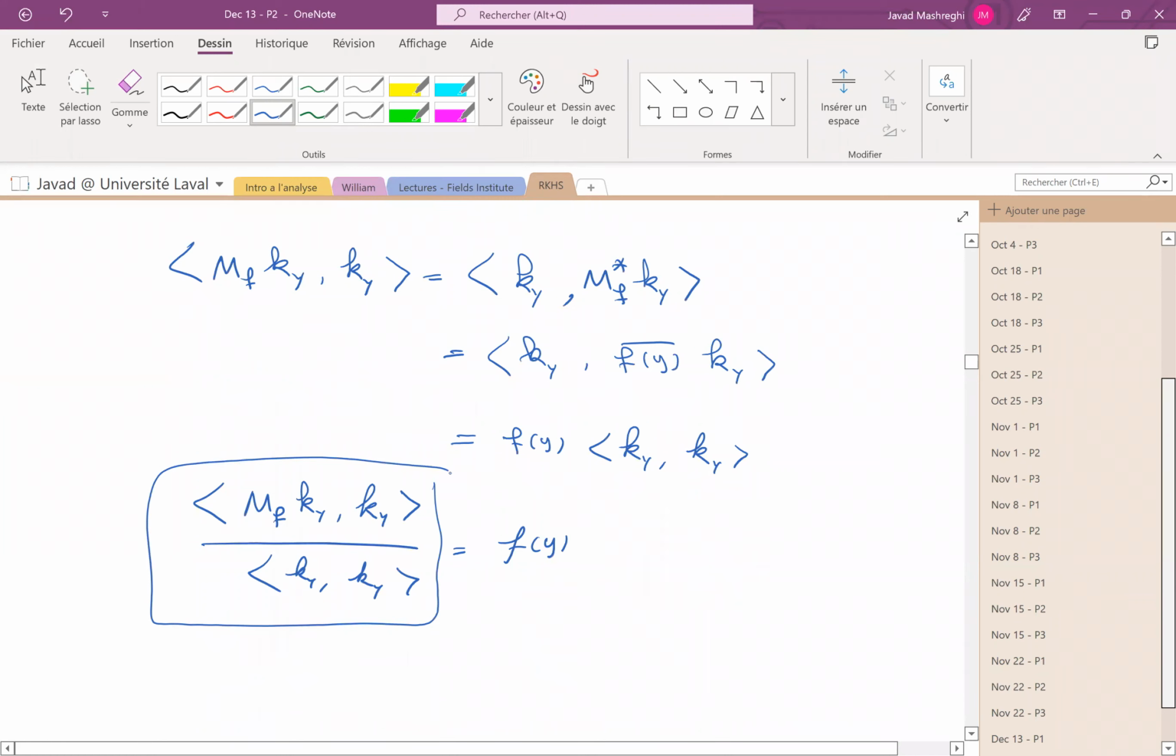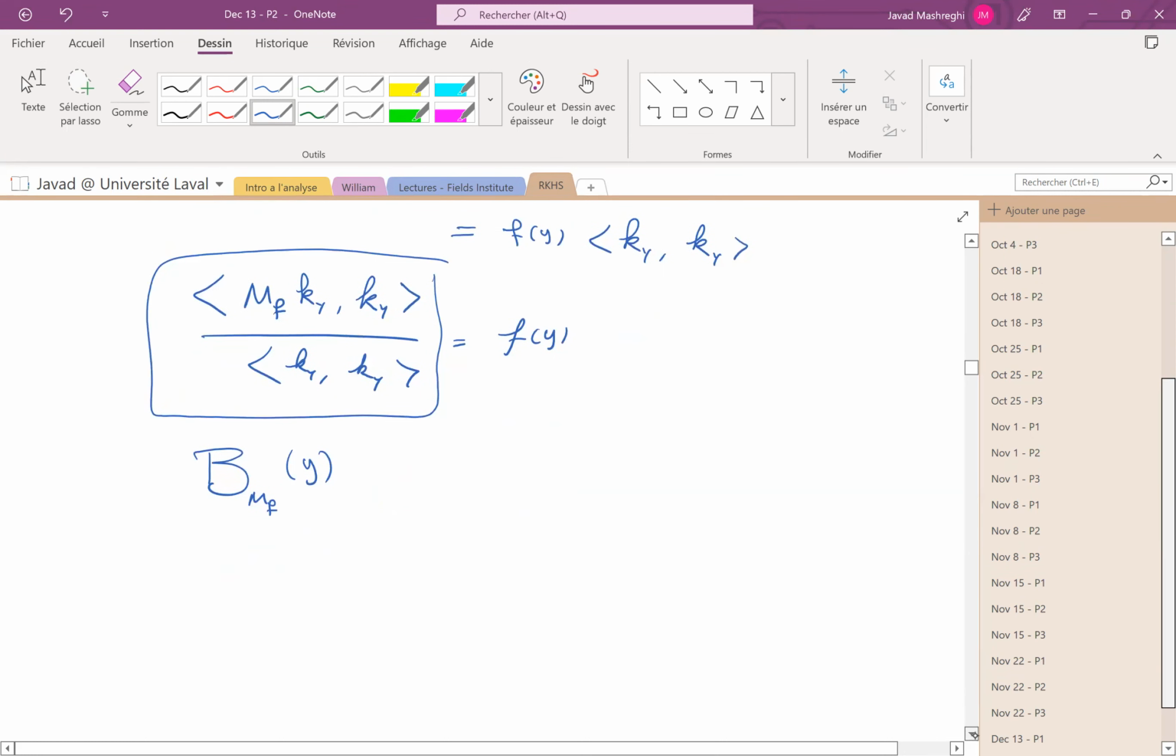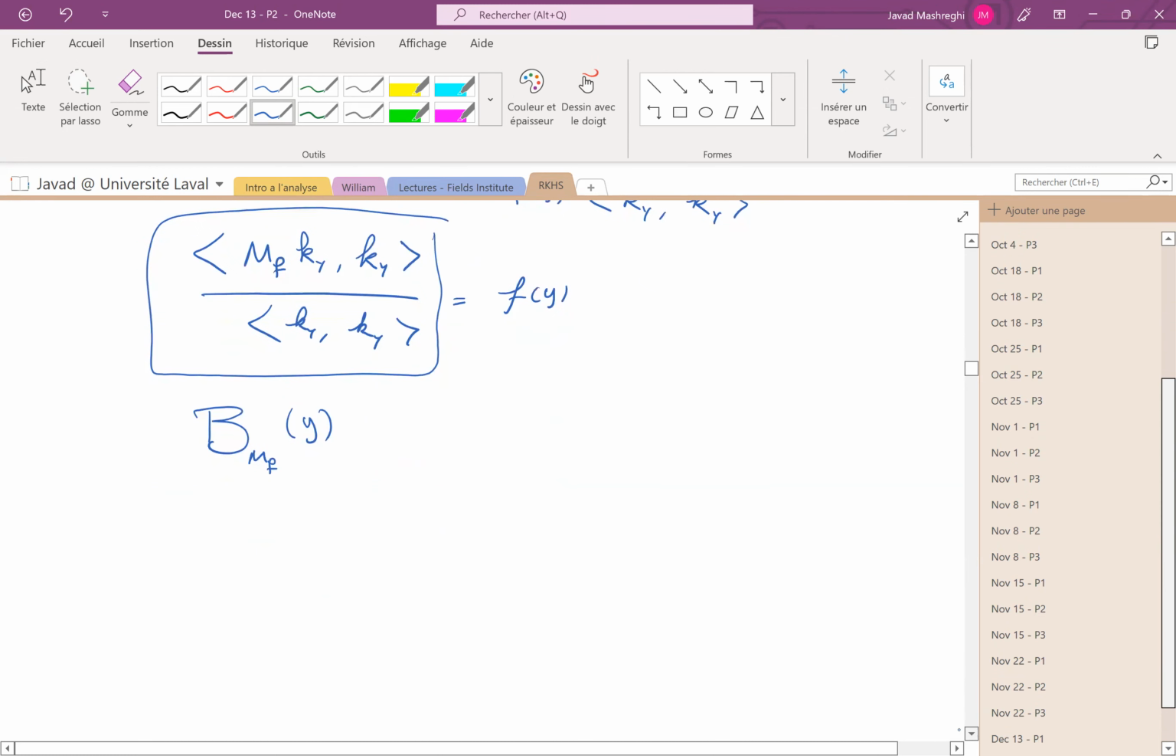And this is precisely the Berezin transform of the operator M_f. So this is B of M_f at point y. That's the motivation for the definition. There are many interesting properties, and if Sheldon succeeds in finding his own paper, you will see many interesting results in that paper too.